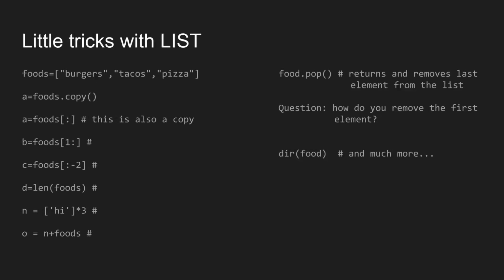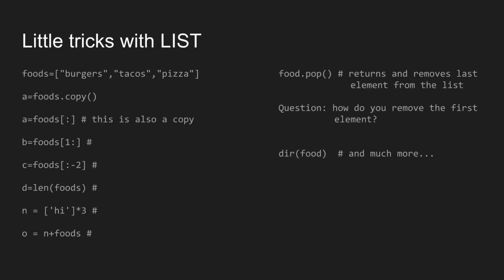We could say we want to copy that list to another variable, say, for instance, A. We could use the copy method, or we could use a slicing method with the colon. It's a little bit more cryptic, but you have to understand that this is string slicing, but this is also list slicing.